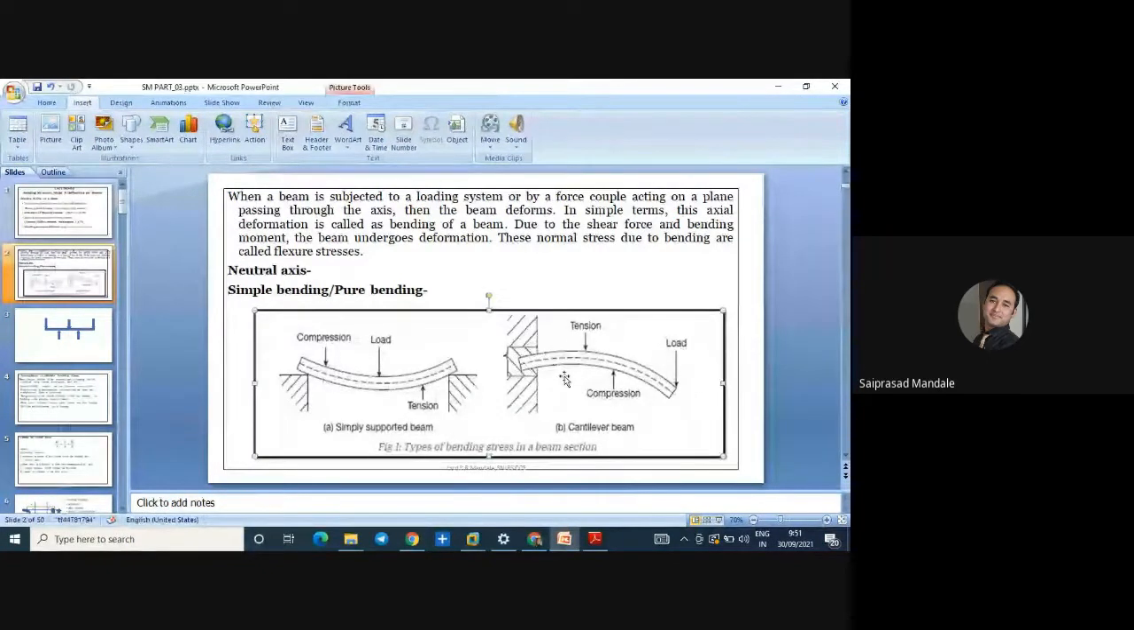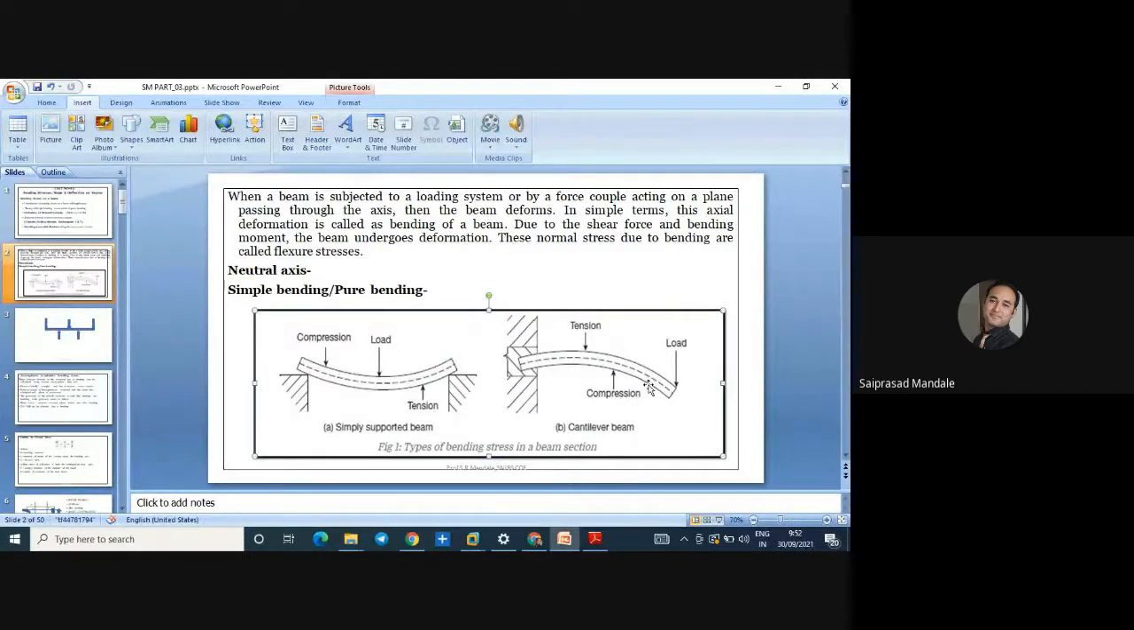Now I guess it is clear to everybody that this is the beam, a simply supported beam, and because of loading, it turns to a U shape. There is a top layer, a bottom layer, and a neutral axis, NA. There is a cantilever beam. It is straight. If it is loaded, it will turn and behave like an inverted U shape.